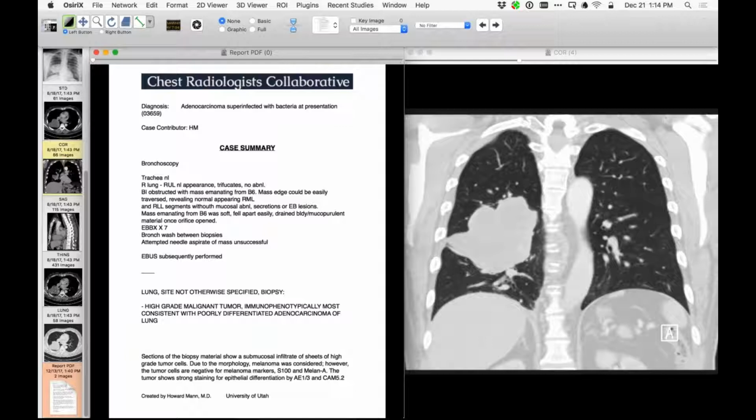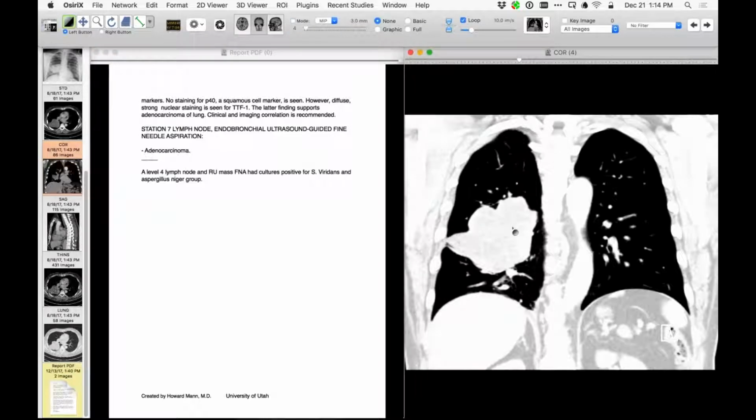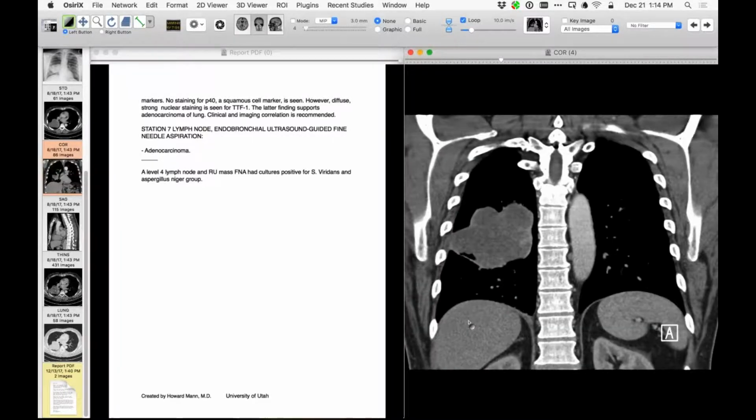And then what I thought was interesting, and I wonder if this explains in part why it looks the way it does, could it be superinfected? So here is a lymph node that had cultures positive for strep and an Aspergillus niger group of organisms. So then I speculate to what extent some of this could actually be superinfected perhaps and account for some of the imaging features. What do you folks think? Obviously we can't tell for sure, but I thought that was really quite interesting.